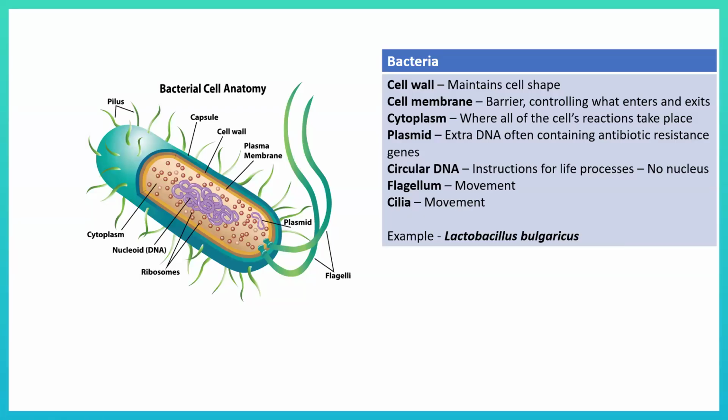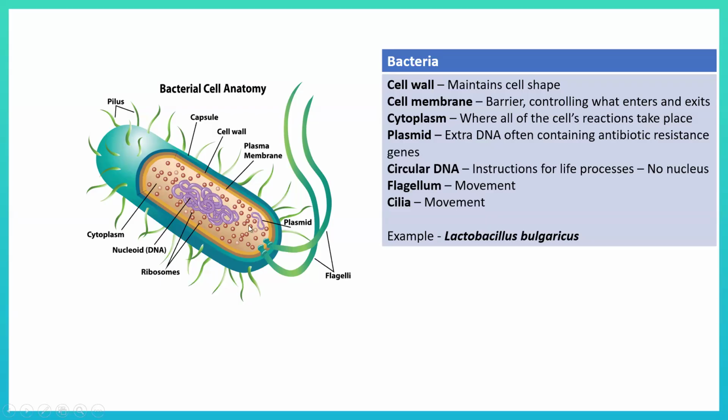So the next pathogen on our list is bacteria. Here you can see a general bacterial cell. It has a cell wall, which we don't see in human cells. It's got a cell membrane, same as human cells, which controls what enters and exits the cell. It's got cytoplasm, like human cells, the watery, gel-like fluid where the reactions take place. But it also has these plasmids that I was talking about when I was talking about antibiotic resistance. They're extra little pieces of DNA, in a circular shape, often containing antibiotic resistance genes.